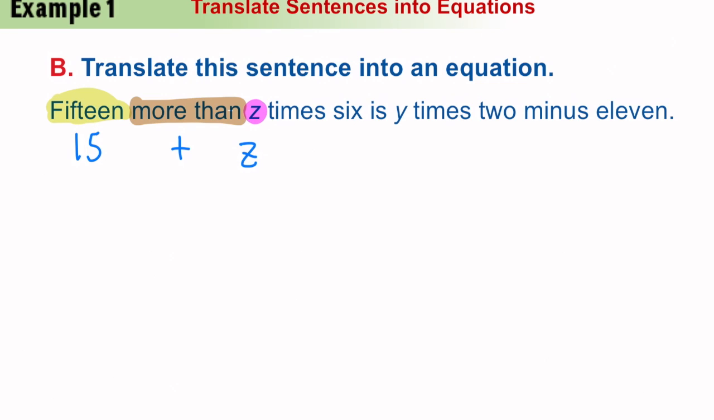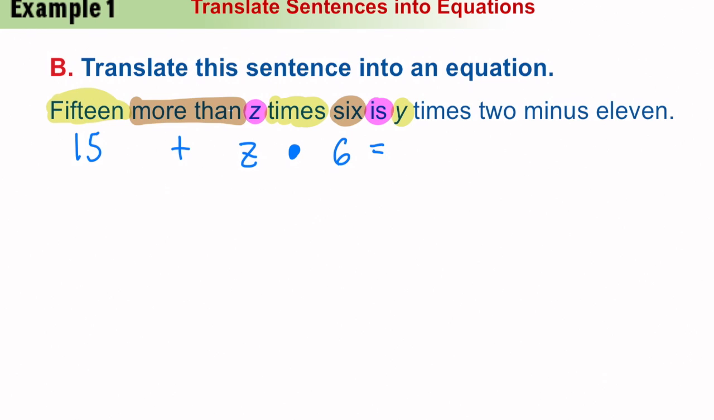And then it says times, so let me highlight times. For times, I'm going to use the little dot instead of the x, because I don't want to get confused and think that the x is an x instead of times. And then the next part is 6, so let's write it as the number 6. And then is, every time you see the word is, that means the equal sign.